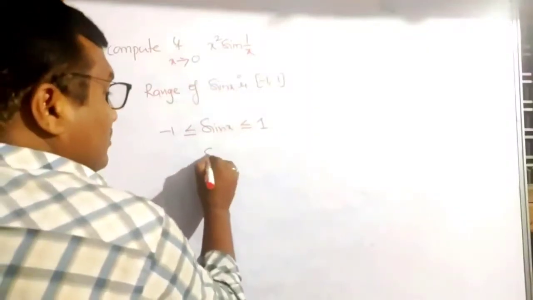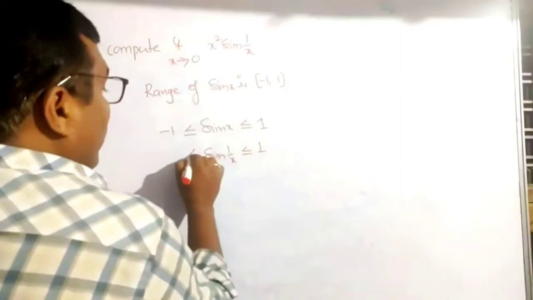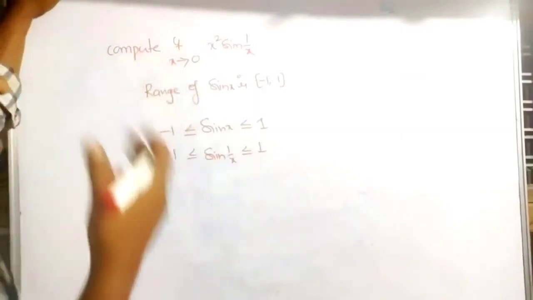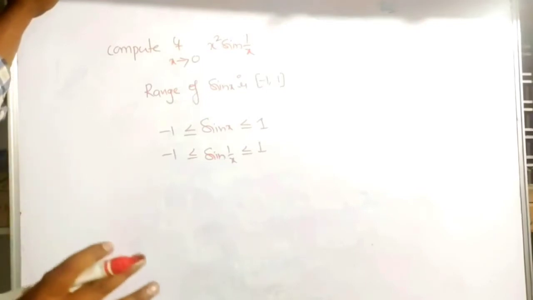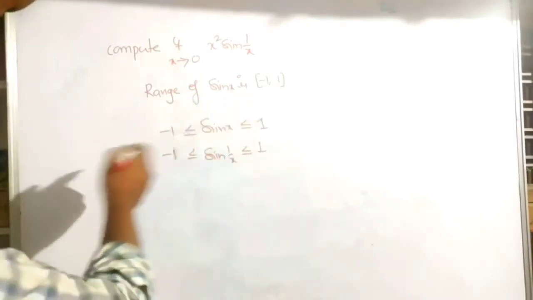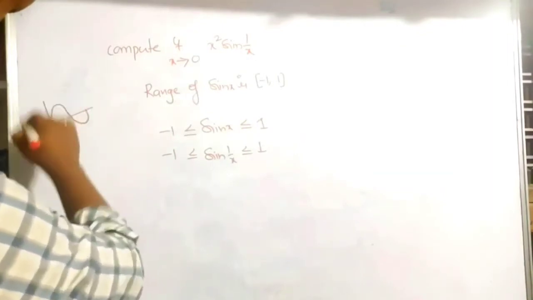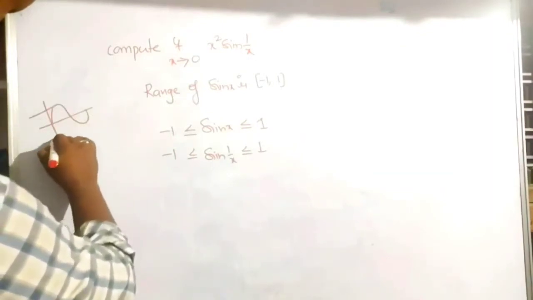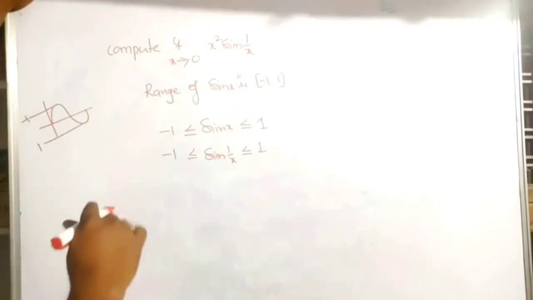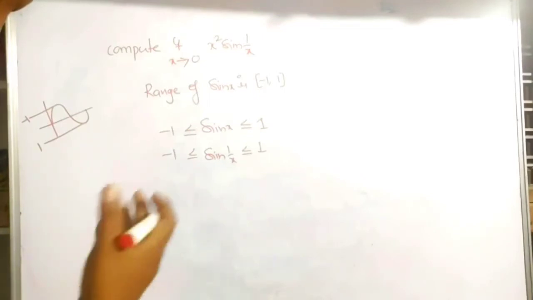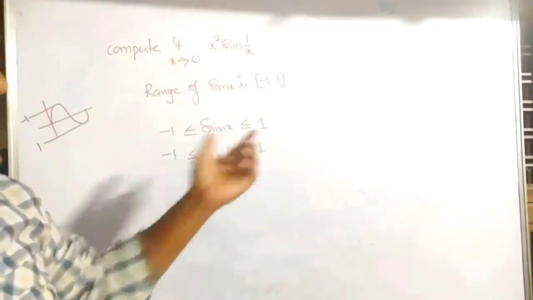Same way, sine of 1 by x also lies between -1 and 1, because for any value of x or 1 by x, the sine gives values from -1 to 1 only. If you observe the graph of the sine like this, for any value of x, the value is between -1 and 1 only. That's why -1 is less than or equal to sine 1 by x, which is less than or equal to 1.